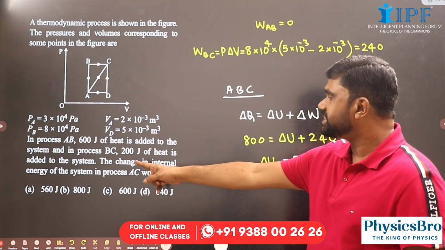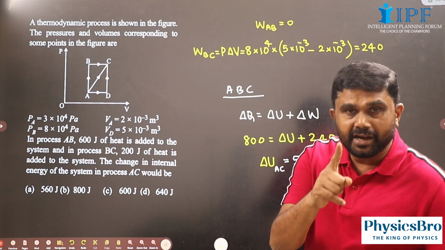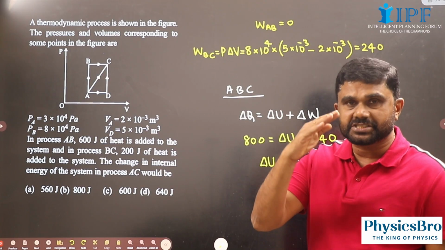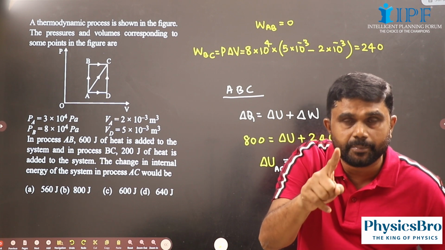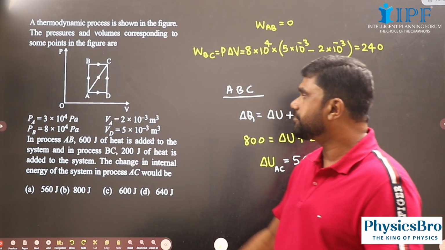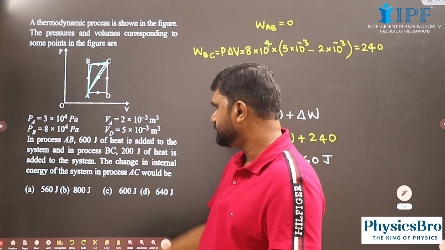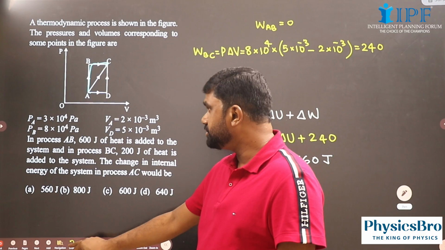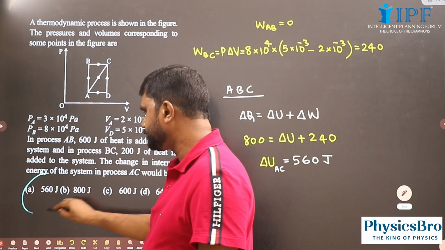Okay. Now the change in internal energy of the system in the process AC. See, the internal energy is a state function. So when the system is taken from the state A to the state C, the change in internal energy will be the same irrespective of the path followed. So if you take it from A to C along this path, or directly from A to C, or along these paths, in all the three cases, the change in internal energy will be the same and it is equal to 560 joule. Okay.